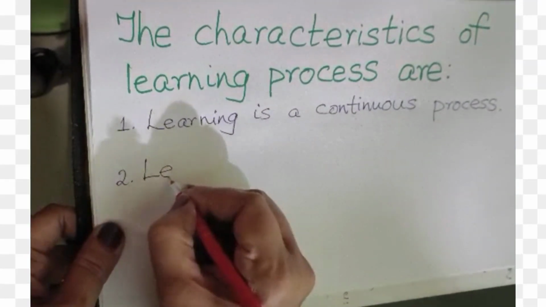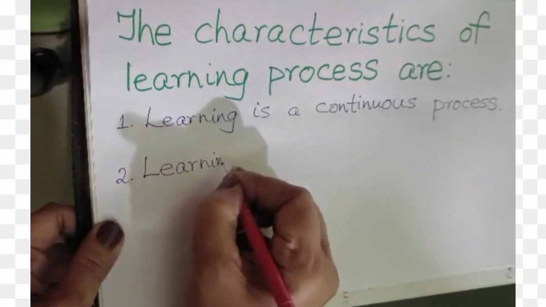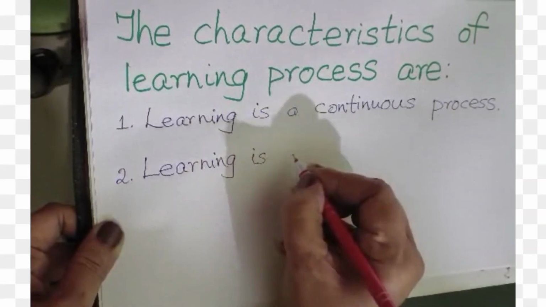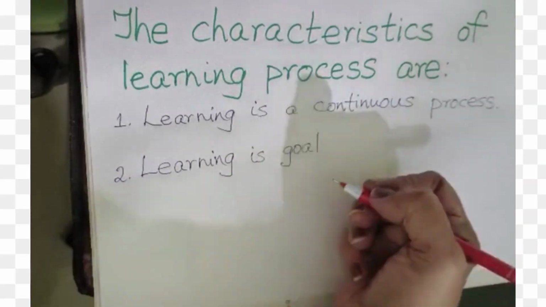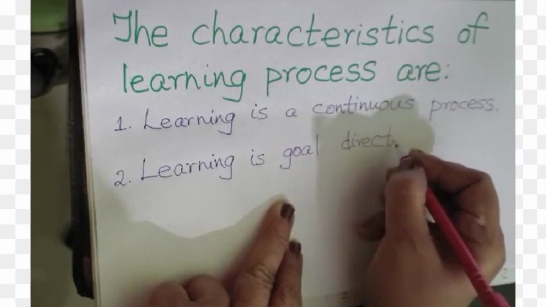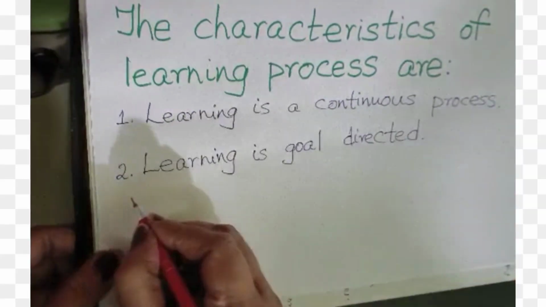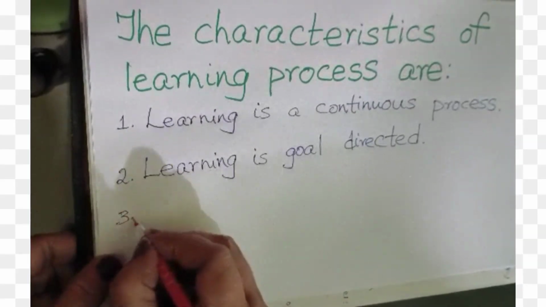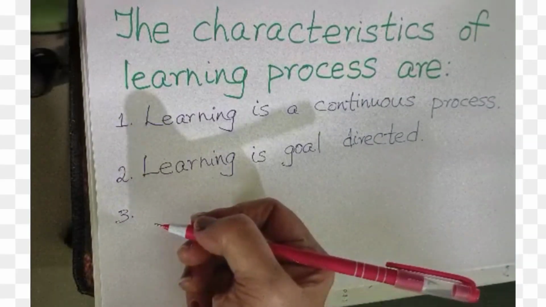Number 2, learning is goal directed. Every human being aspires to achieve some goals in his or her life. These goals may be achieved through learning. If there is no goal to achieve, then there would be no necessity of learning.